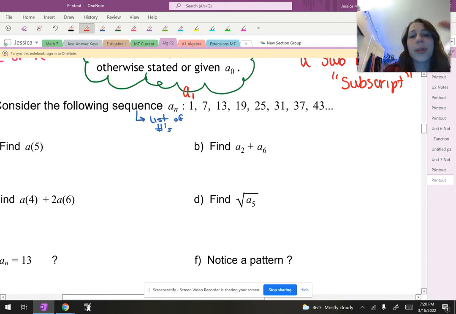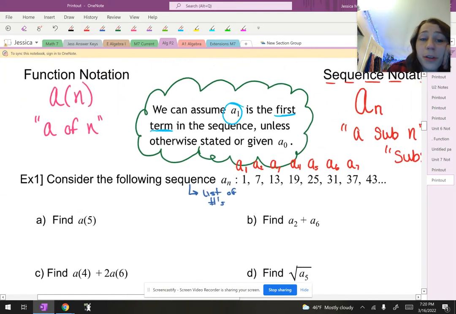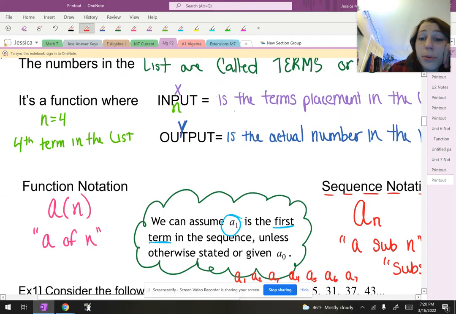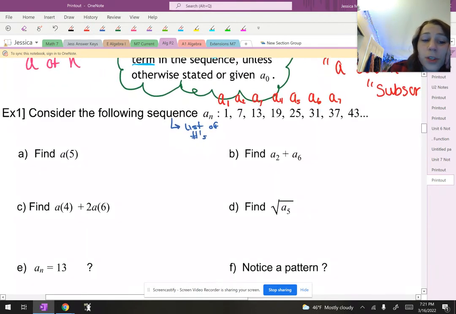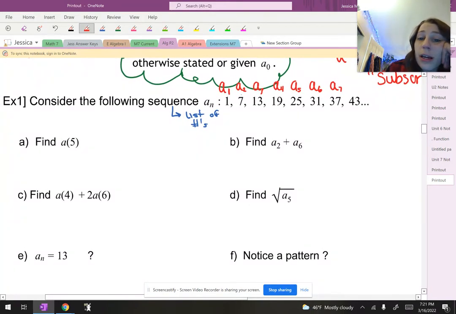Now, notice the way we're going to label this. I would absolutely recommend that you start doing this on yours, which means this is a sub 2, a sub 3, a sub 4, a sub 5, a sub 6, and so on and so forth. Because remember that n, that input, is the term's placement in the list. So when we're looking at a sub 3, that's the third term in the list, which happens to be that 13.